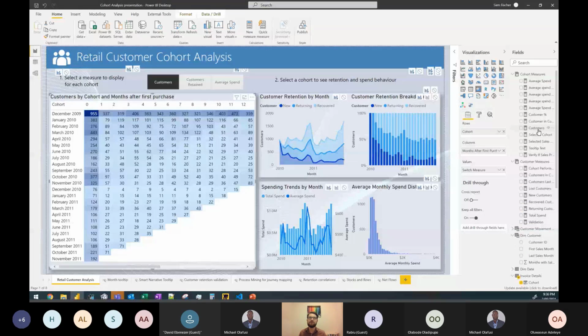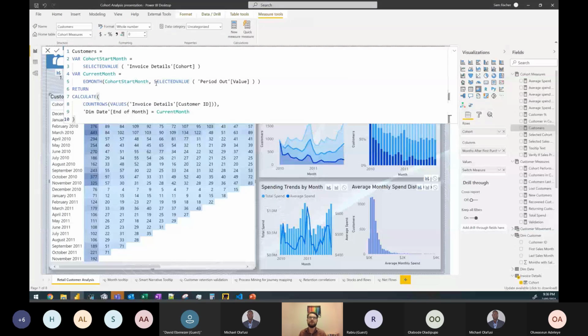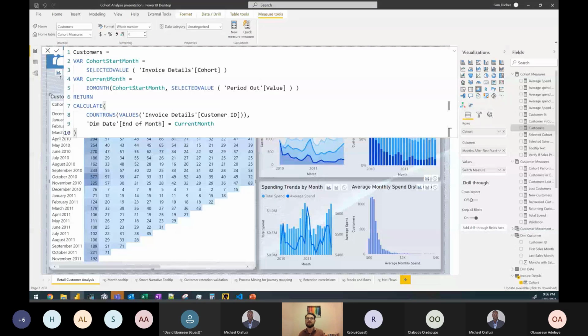So I'll make it a little bigger. The way I've defined the customers measure is I've got a few variables to stage this. First of all, we calculate the cohort start month, and that's basically just the month that we're talking about in the row of the pivot table here.